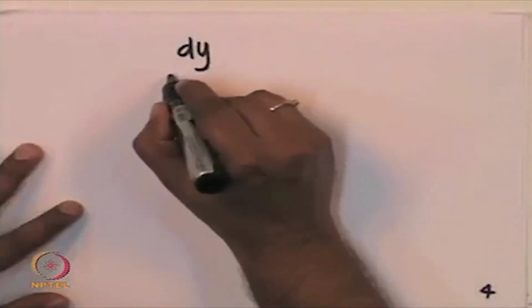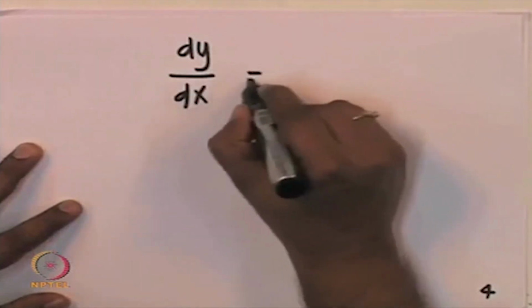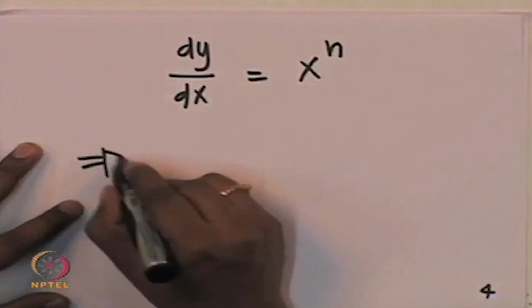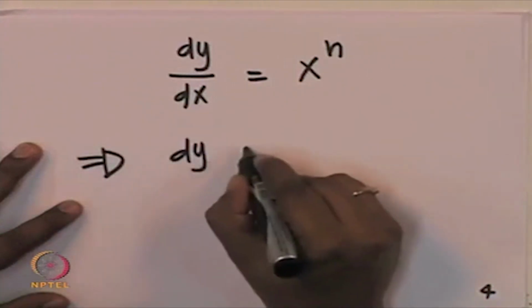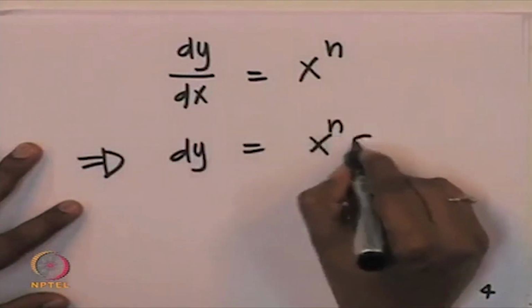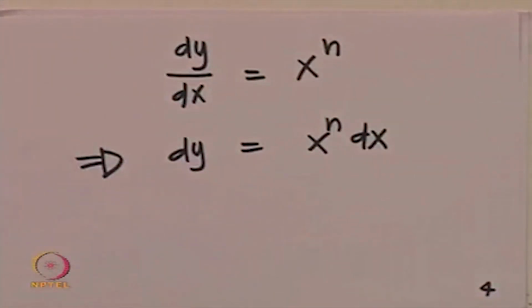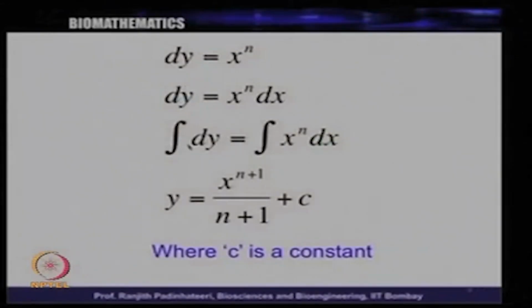dy by dx equals x power n. This would imply that dy is equal to x power n dx. So you have a slope of a curve, dy by dx, is x power n, where n could be any number: 1, 2, 3, 4, 5, 6, any number, even -1, -2. If you have such a thing, then you can integrate both sides.